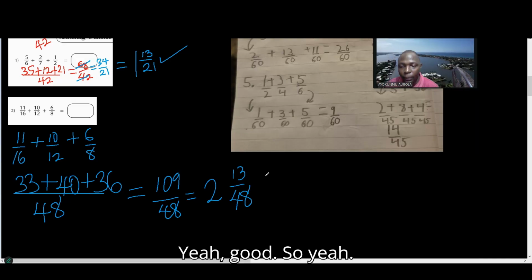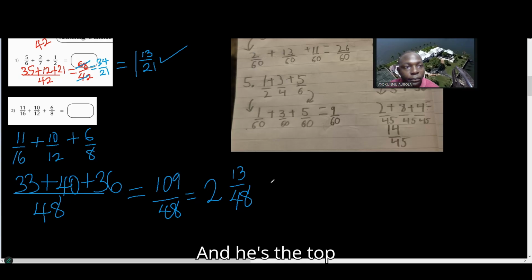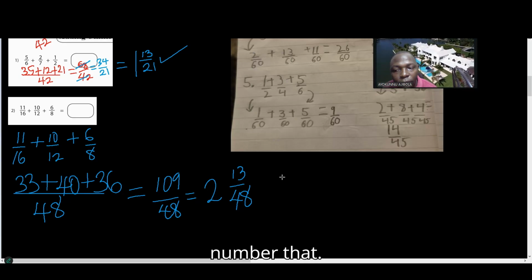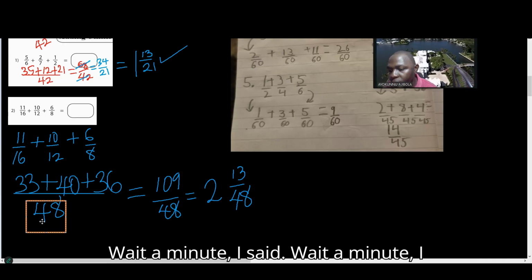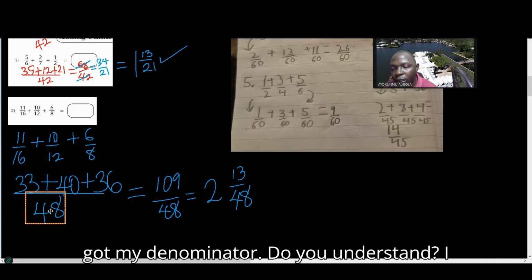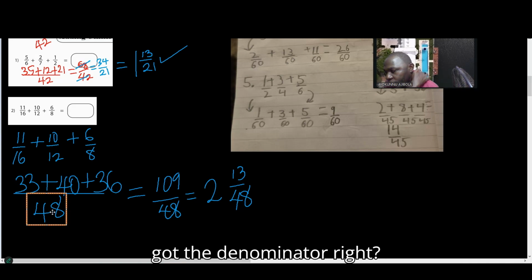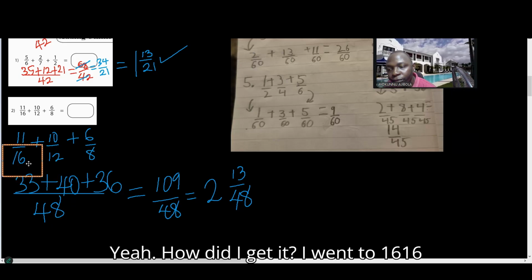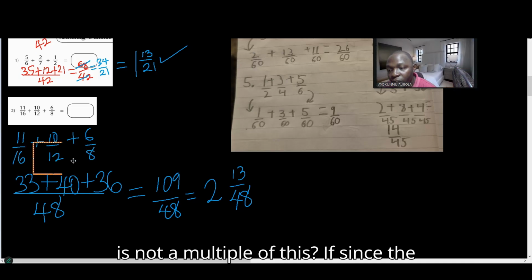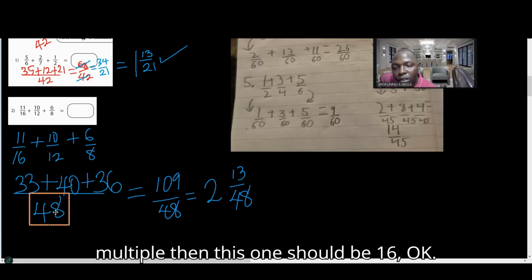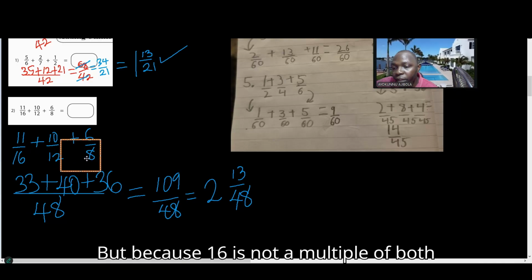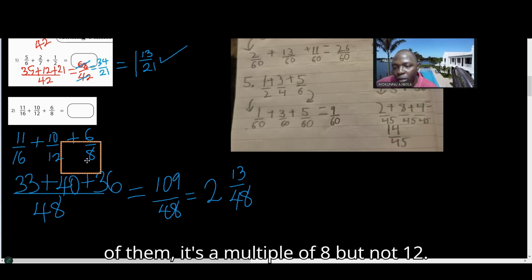Yeah. Good. Wait a minute. I got my denominator. Do you understand? How did I get it? I went to 16. 16 is not a multiple of this. If 16 is a multiple, then this one should be 16, okay? But because 16 is not a multiple of both of them, it's a multiple of 8, but not 12, I can't use 16.